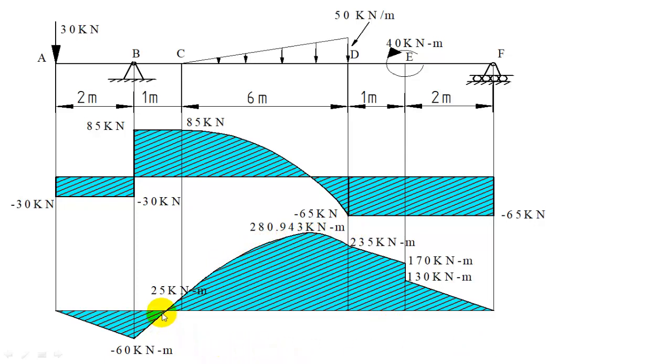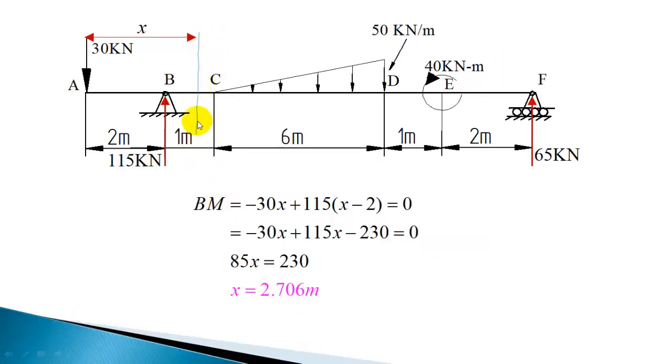Now also there is a point of contraflexure for this beam, that is in the section BC. So here you have to locate this point of contraflexure. So this distance you should calculate, and for this section you can write down the bending moment equation and equate it to 0. So let us write the bending moment equation for the section BC. Minus 30x, and this 115 will produce a clockwise moment, and the distance is x minus 2.